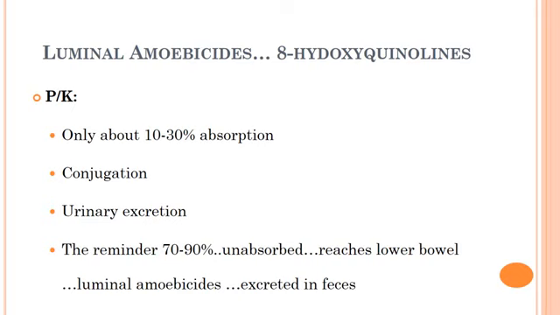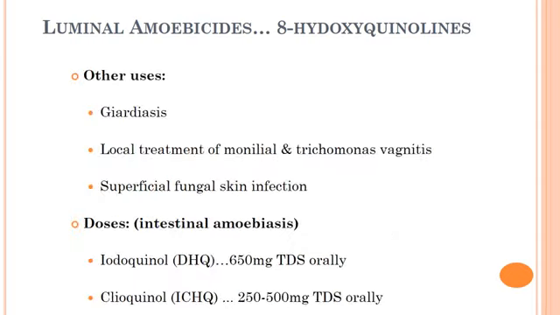Pharmacokinetics: only about 10 to 30% undergoes absorption, metabolized by conjugation and excreted by the kidney in urine. The remainder 70 to 90% remains unabsorbed, reaches the lower bowel, acts as a luminal amoebicide and is excreted in feces. Other uses are giardiasis, local treatment of monilial and trichomonas vaginitis, and superficial fungal skin infection. Dose for intestinal amoebiasis: iodoquinol 650 mg TDS orally and clioquinol 250 to 500 mg TDS orally.